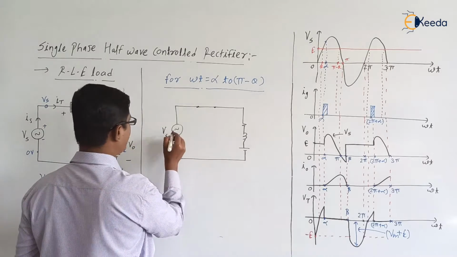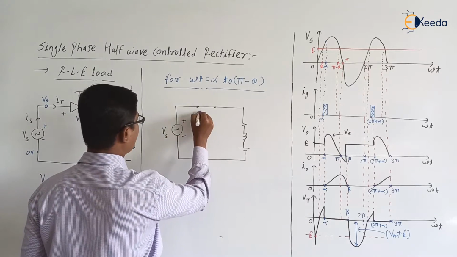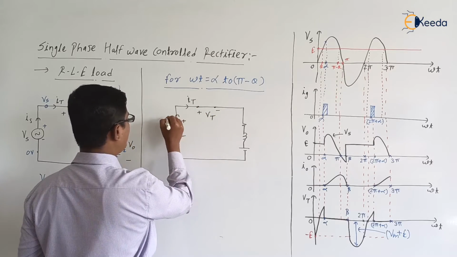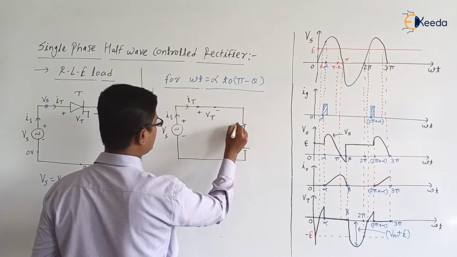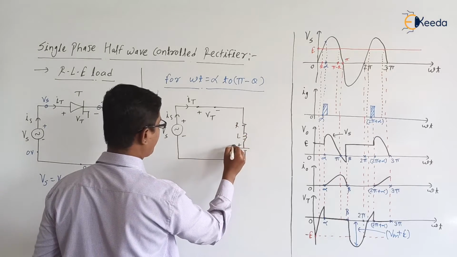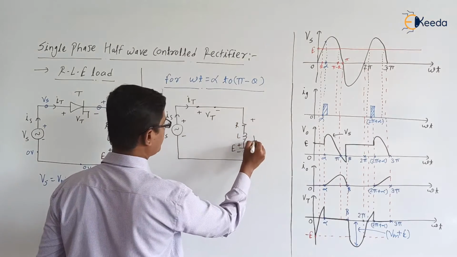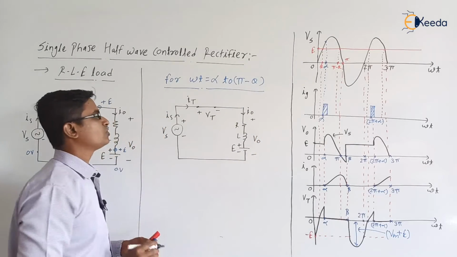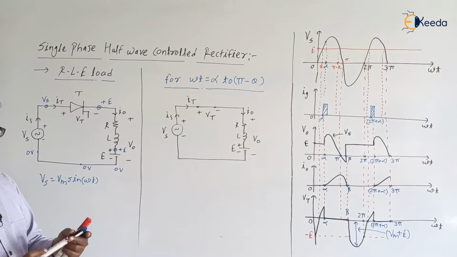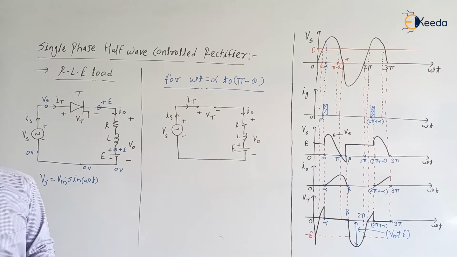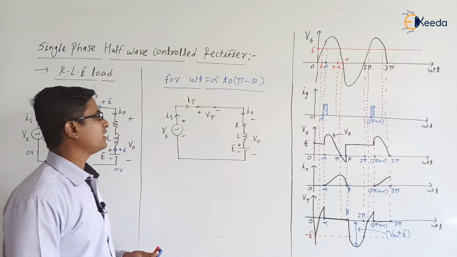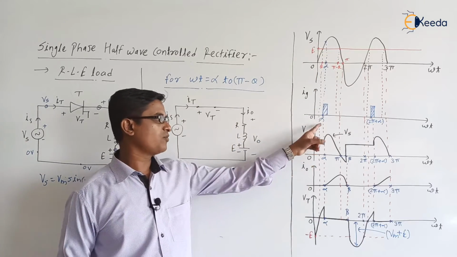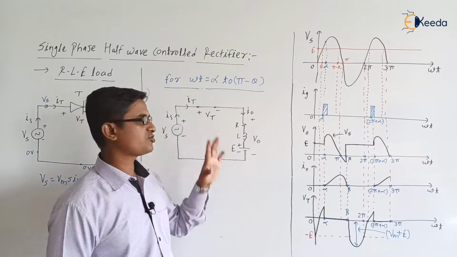This voltage is Vs, here it is plus minus. This is Vt, current is It, here it is Is, here it is R, L and E. This is V0 and here it is I0. So from omega t is equal to alpha to pi minus theta, Vs is greater than E, and at alpha we have applied the gate signal, so definitely our thyristor will be in the on state.